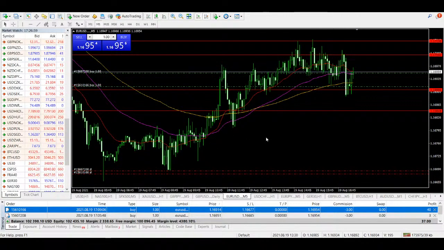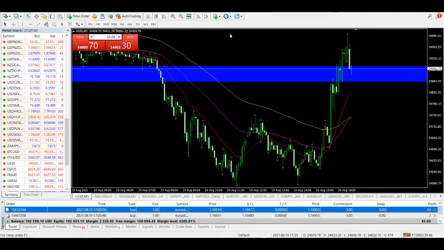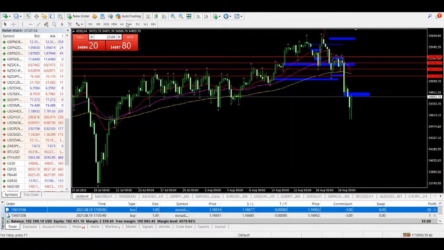I mean, I could close these euro trades and call it a scalp. It's not very exciting, is it? That is interesting, though. That is very interesting.